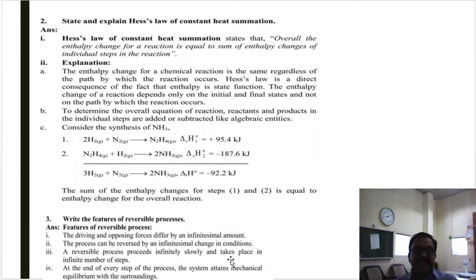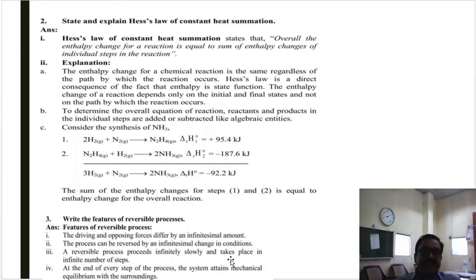If we increase the driving force, then the reaction takes place in the forward direction. If we infinitesimally increase the opposing force, the reaction will take place in the backward direction. Hence, the process can be reversed by an infinitesimally small change in a condition.